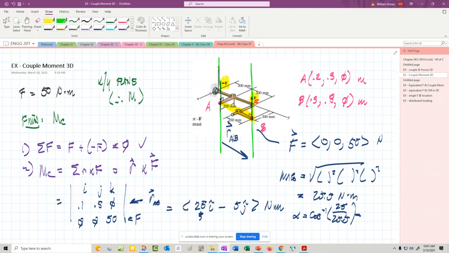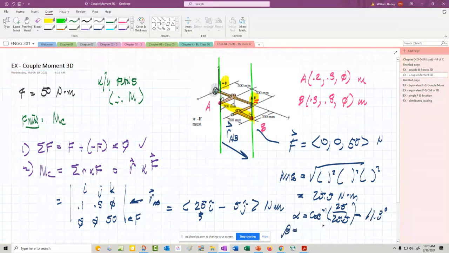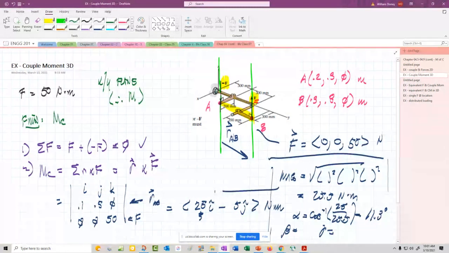Where's it in my calculator? Hang on, sorry. Times 25 equals inverse cosine. 11.3 degrees. Then we can find beta. We can find gamma. Right. Solution done. All right, that's just the math to finish it up.